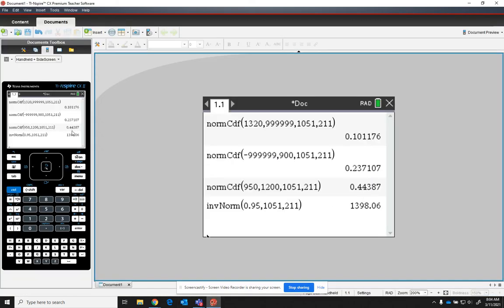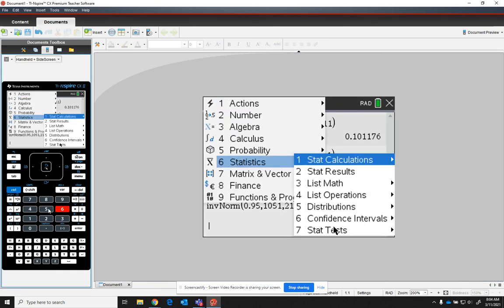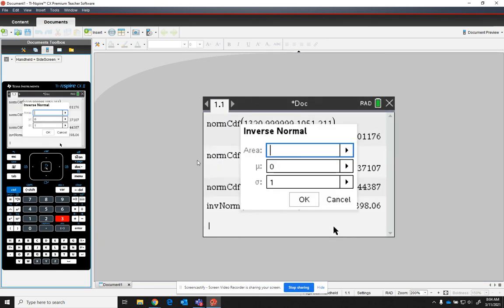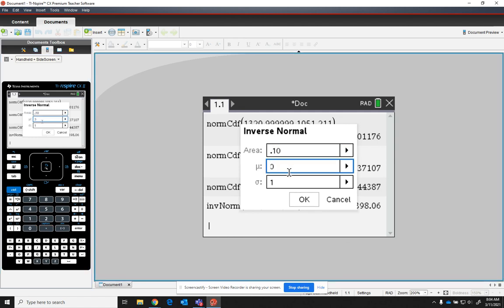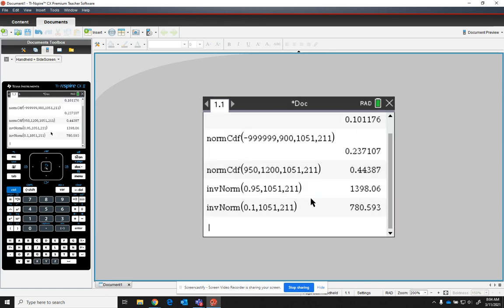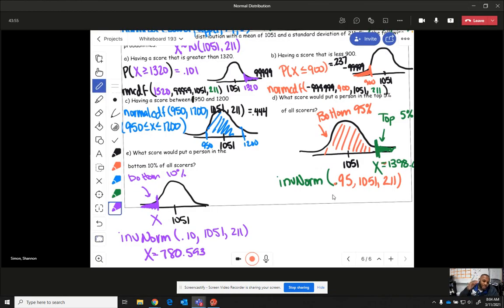So when I calculate this, again, menu 6, 5, 3. I'm already on the left, so I'm going to leave it at 0.1. The mean is 1051, and my standard deviation is 211. That's okay. I see that an x equal to 780.593. A score of 780.593 puts me in the bottom 10% of all scores.